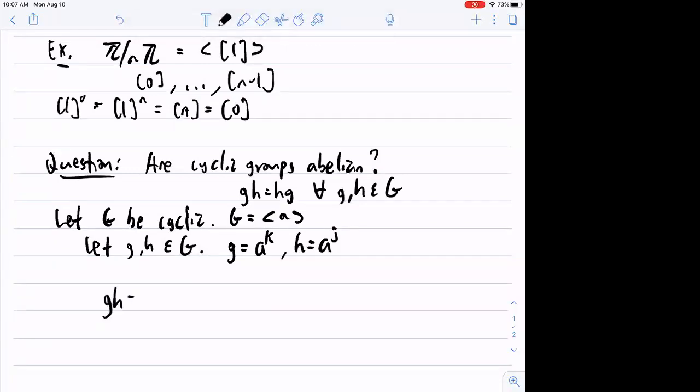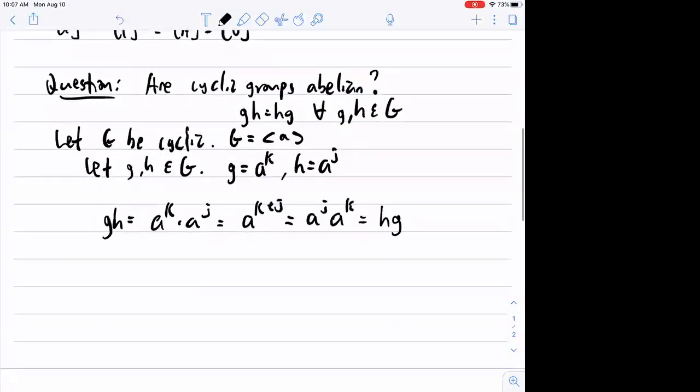Because what is GH? GH is A to the K times A to the J, and then you use the law of exponents. I don't think I even need this step, but it's pretty clear that this is true. And then that's HG. So you see that cyclic groups are a subset of abelian groups. Not all abelian groups are cyclic, but it's a subset, and then you have groups.